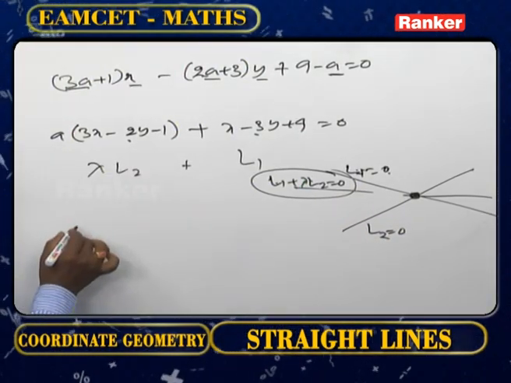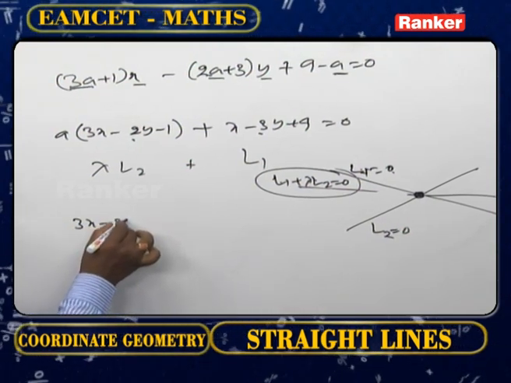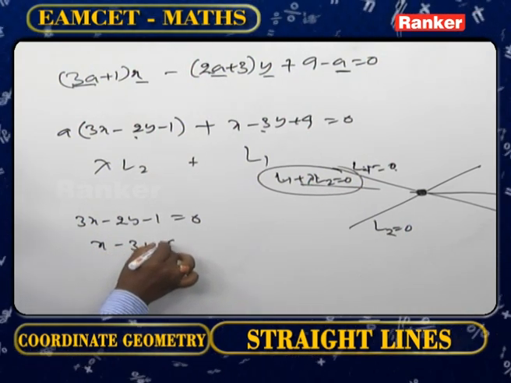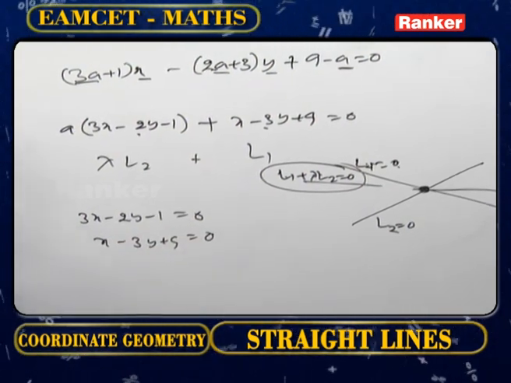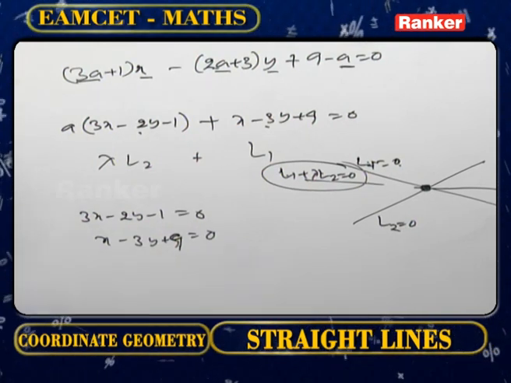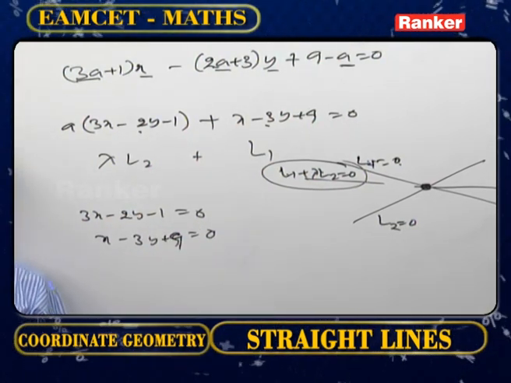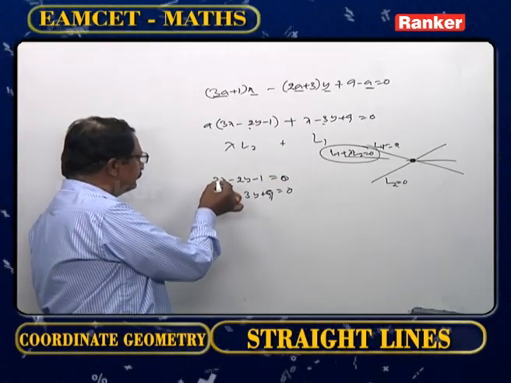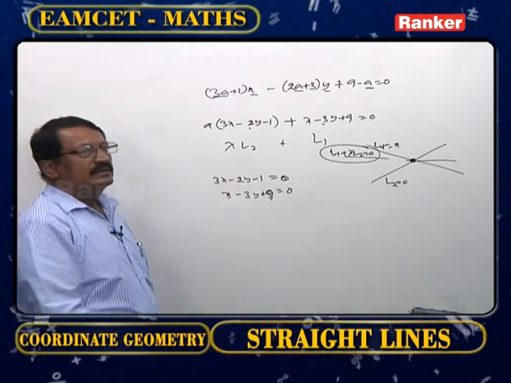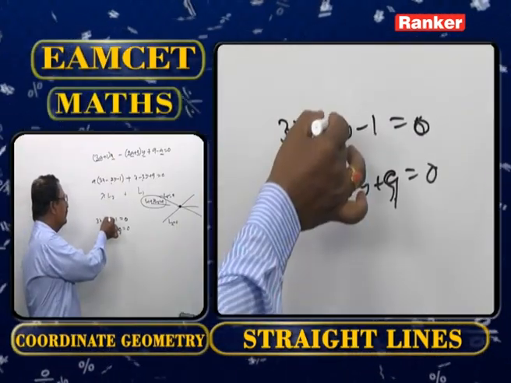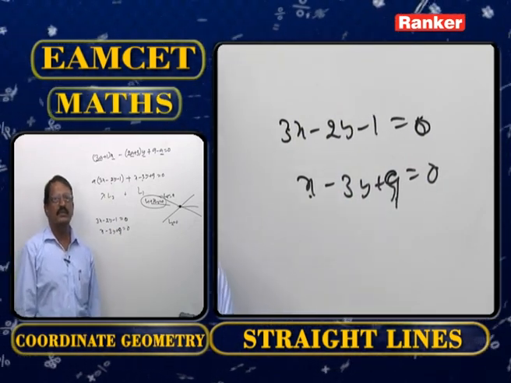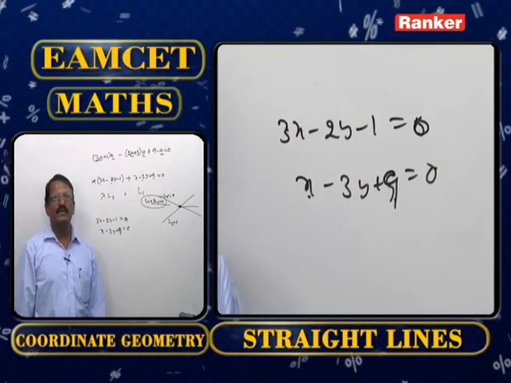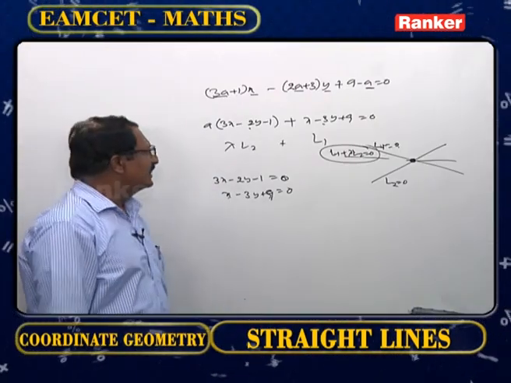Just by solving the equations 3x minus 2y minus 1 equals 0 and x minus 3y plus 9 equals 0, we get the required fixed point. The usual procedure is equating the coefficients of x or y, subtracting the second equation from the first to get the value of x or y, and then substituting that value in either equation to get the other value. That is a very lengthy process.